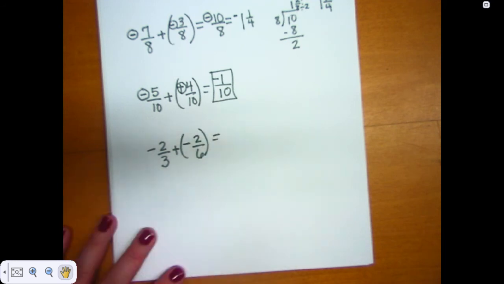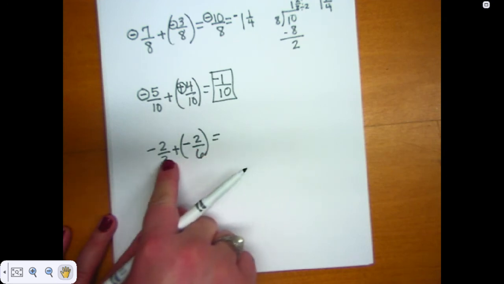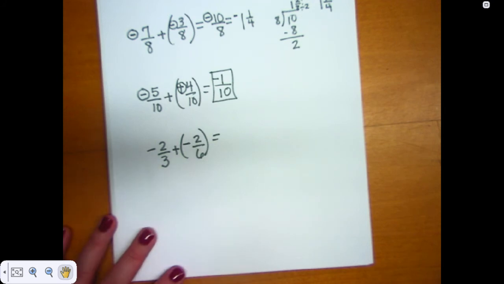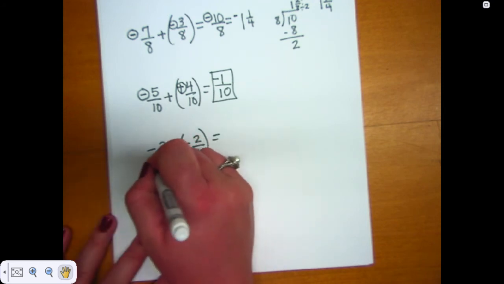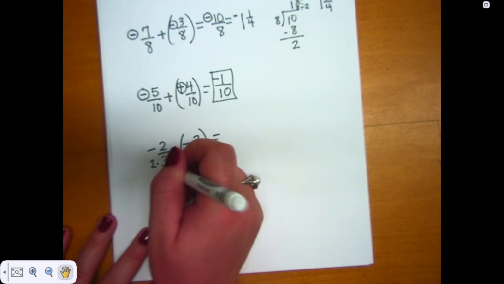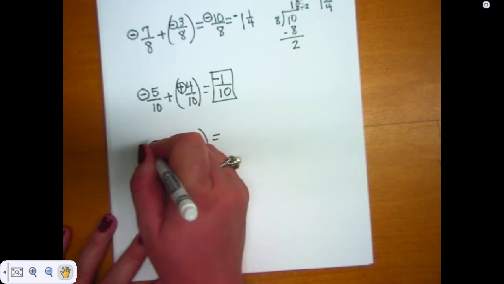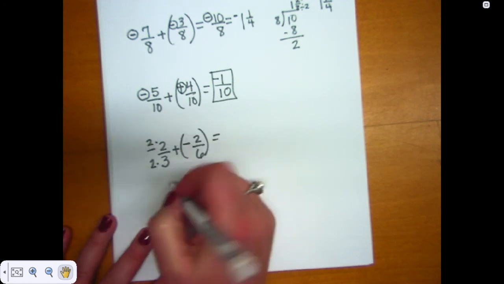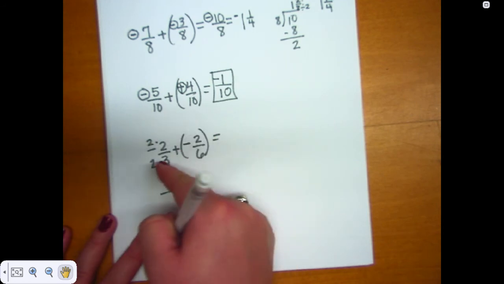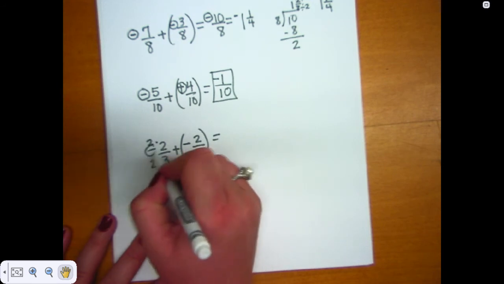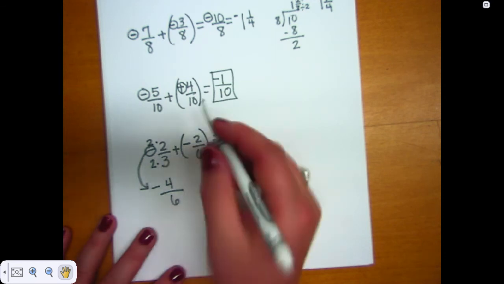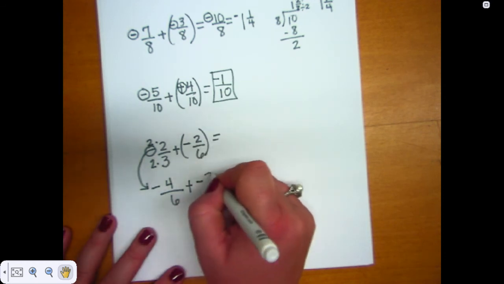I see I have fractions, so the first thing I'm going to check is, are my denominators the same? They aren't, so I need to convert it first. So I know that 3 times 2 is 6, and whatever I do to the bottom, I have to do to the top. So I have 2 times 2 is 4, and 2 times 3 is 6, and don't forget this negative sign. Then I just bring the rest down, negative 2/6.